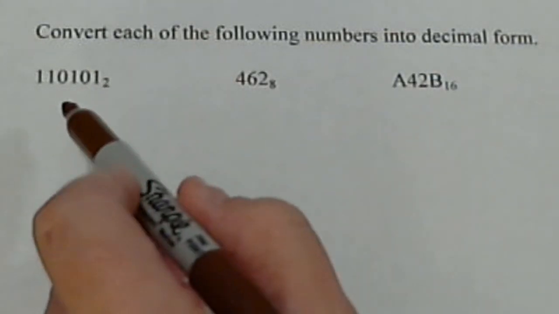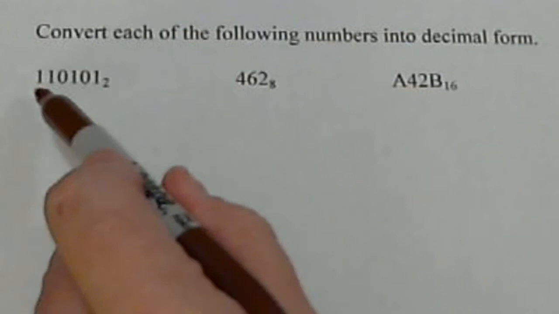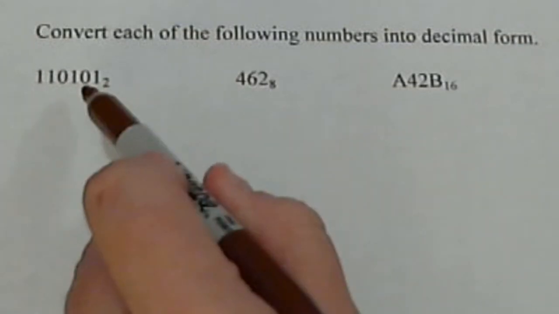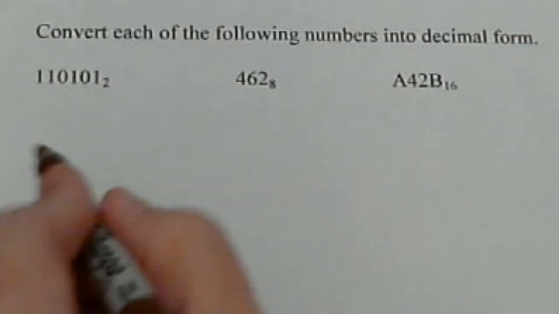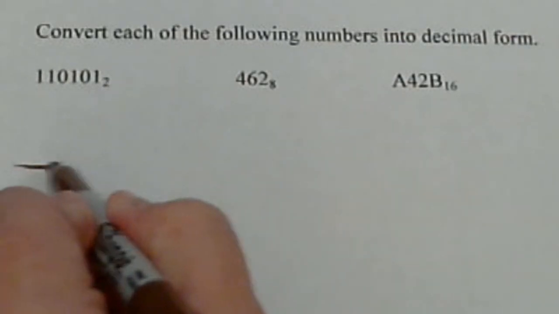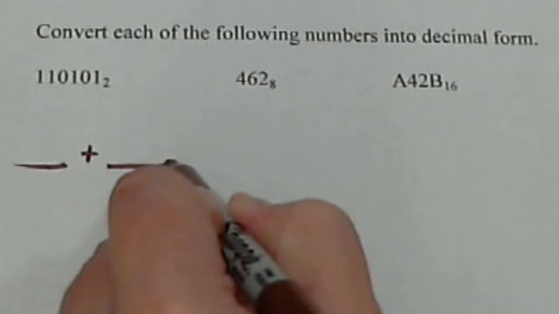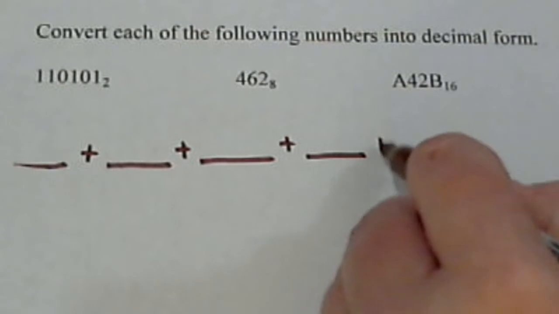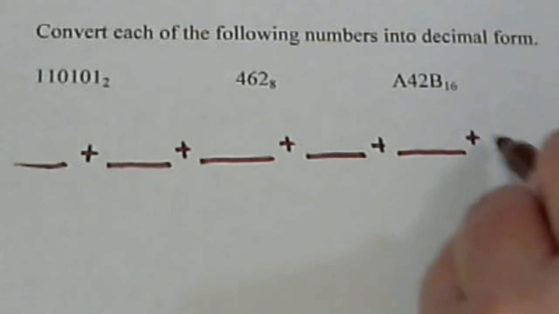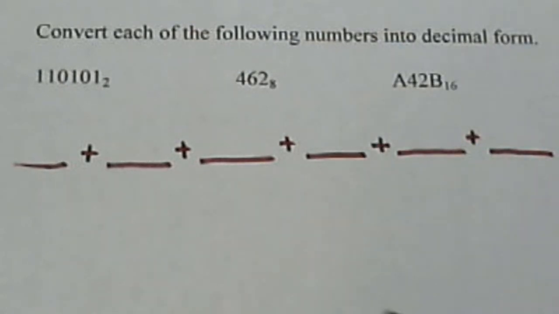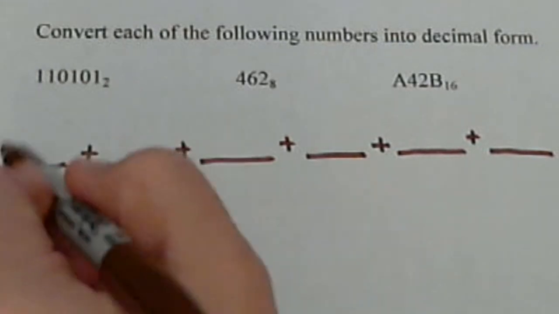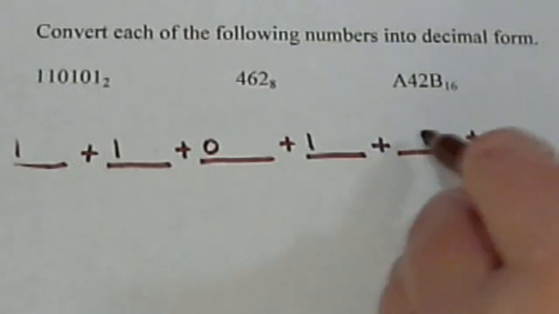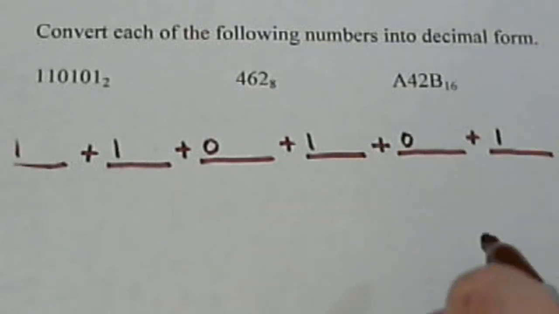Okay, the first one, the binary number. Binary means we only use ones and zeros, and that each space is a power of 2. So let's see, we've got 6 digits here, so let's write it out like this. We'll write out 6 spaces. Okay, and then in the beginning of each space, we're going to write these 6 digits. So we have 1, 1, 0, 1, 0, 1.